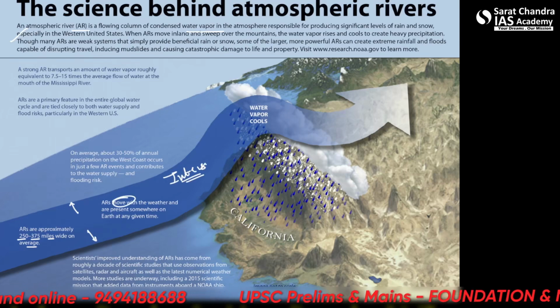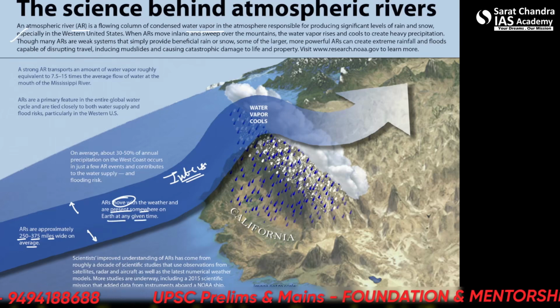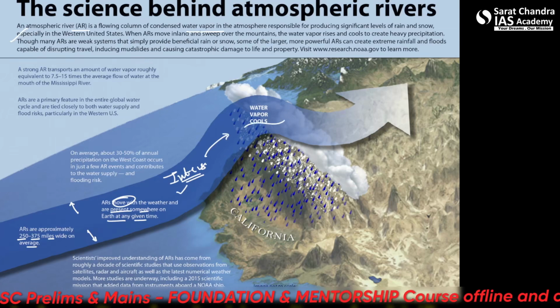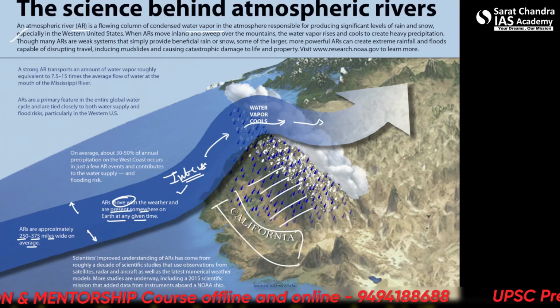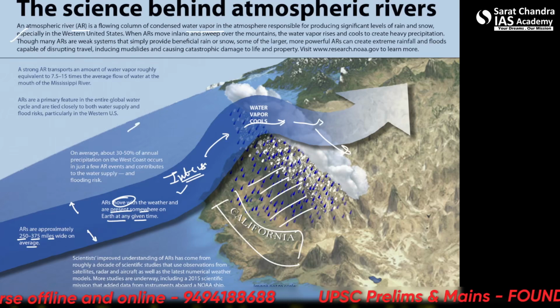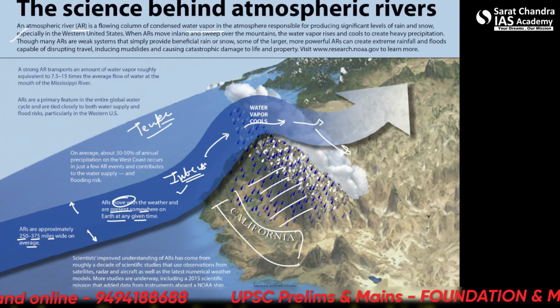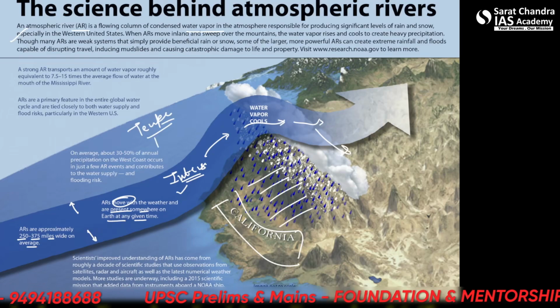Okay, they move with the weather and are present somewhere on Earth at any given time. That means they always exist. Right now, it's just showing its colors in California. So it's California here on the western coast of America, and here it's raining because of the change in the temperature and humidity at the Californian side, because it is dry.